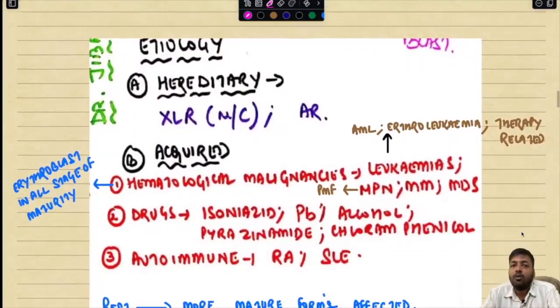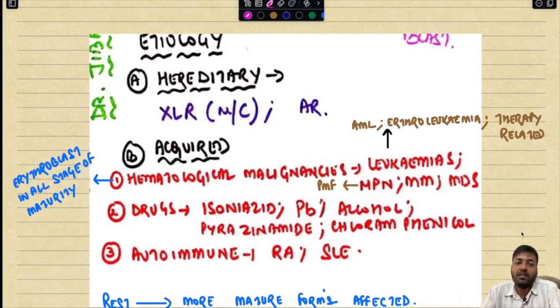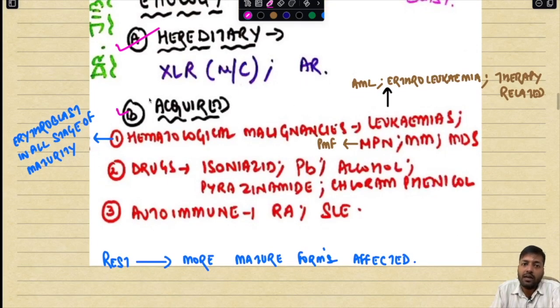Now, what is the etiology of sideroblastic anemia? We have already discussed this under the heading of sideroblast; this is just a repetition. You can see sideroblastic anemia or ring sideroblasts in hereditary sideroblastic anemia and certain acquired conditions, like secondary to hematological malignancies such as leukemias, mainly AML M6, erythroleukemia, or therapy-related AML. Also in myeloproliferative neoplasms like primary myelofibrosis, in multiple myeloma, and even in MDS.